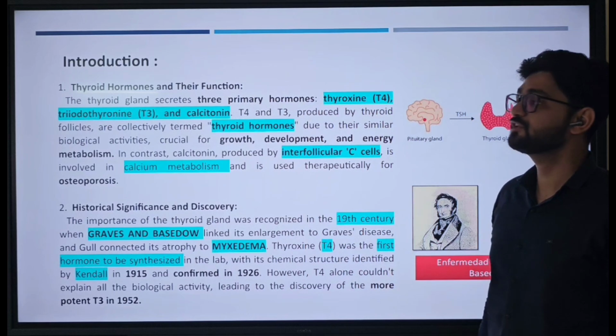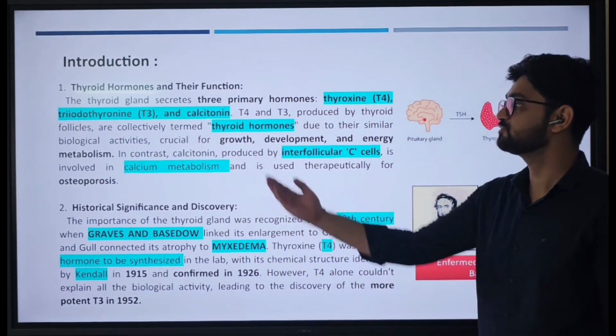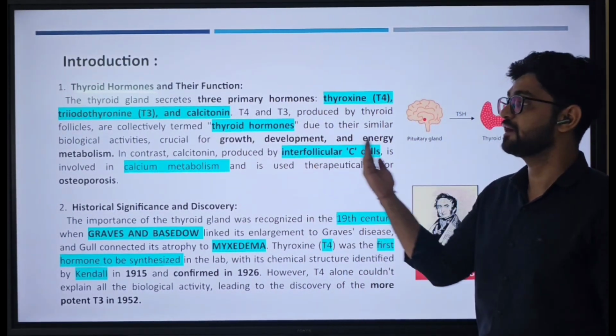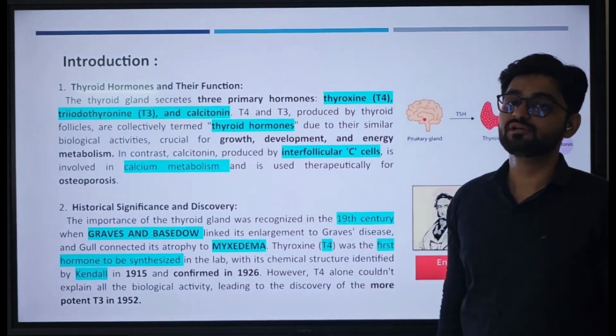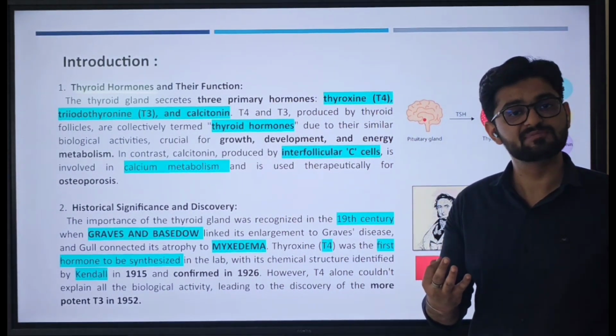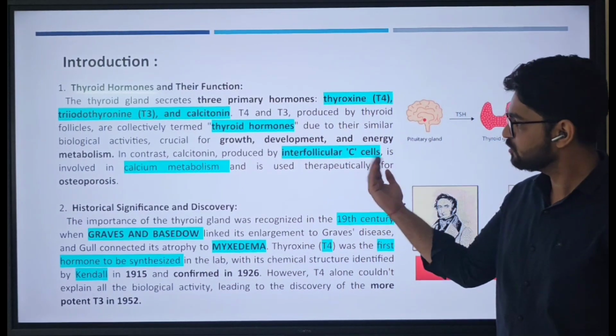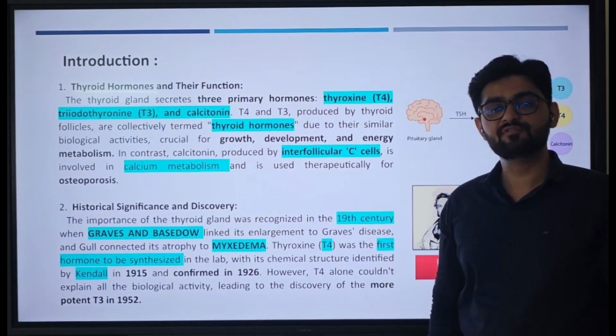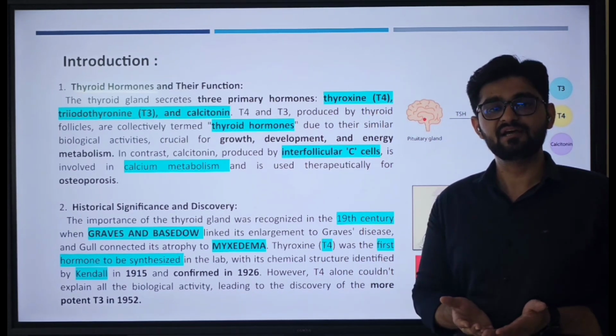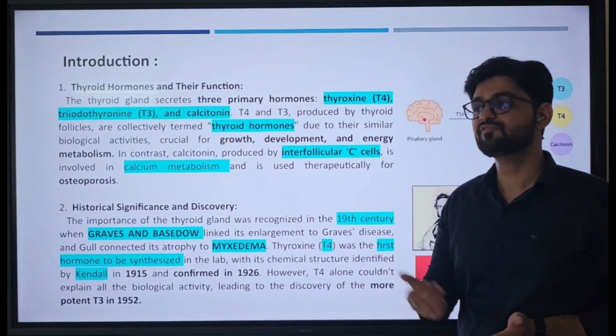Basically, the function of T3 and T4 in the body is associated with growth, development, as well as energy metabolism. Now we talk about calcitonin. Calcitonin is the third hormone which is produced from the thyroid gland. Calcitonin is produced from the interfollicular cells. In the thyroid gland, there are thyroid follicles as well as interfollicular cells.